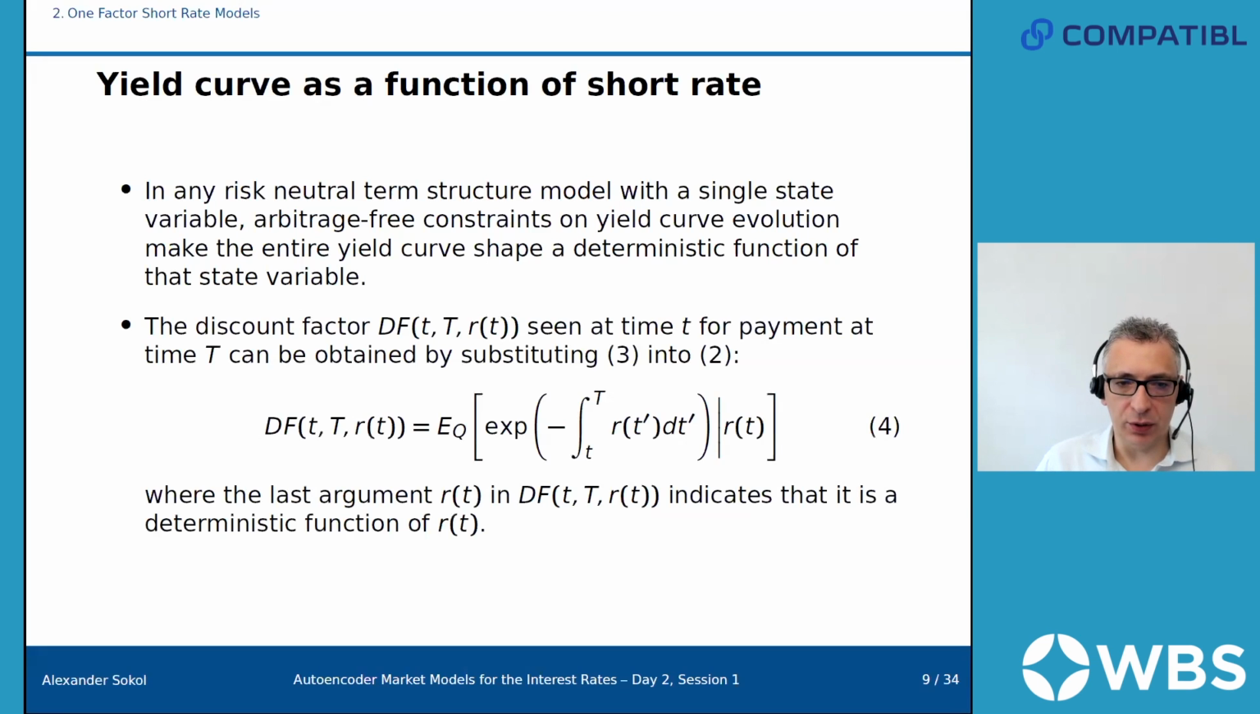So the discount factor seen at time t small for payment at time t capital can be obtained by substituting. Basically, this asset that we're talking about is just a single cash flow at time t capital. So the discount factor is the expectation of that expression here. And the last argument, R of t, means that the discount factor, or the curve shape, because the discount factor is a function of maturity, is a deterministic function of the short rate.